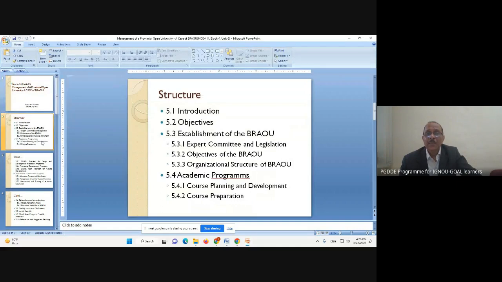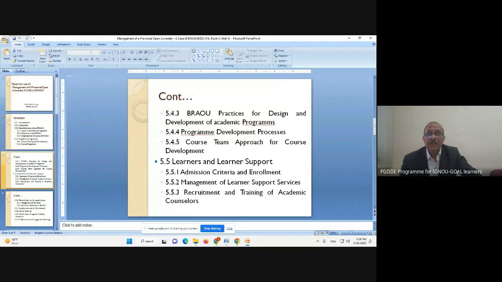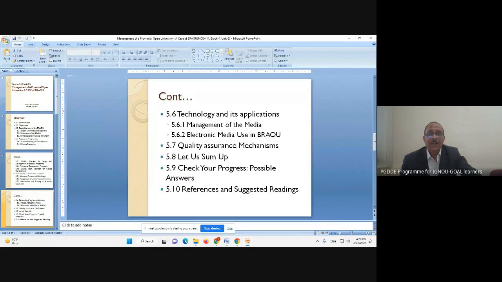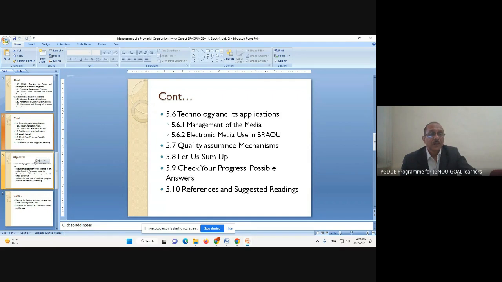The unit covers the establishment of BRAOU, the expert committee and legislation, the objectives, and the organization structure. The academic programs, how they are planned and designed, are all given, and then BRAOU practices for design and program development. The course team approach is another important approach for course development. Then what type of learner support is provided, admission criteria, and management of learning. These are all various issues. Technology and its implications: what technologies and electronic media are used, and what quality assurance mechanisms are followed. All those are the things.